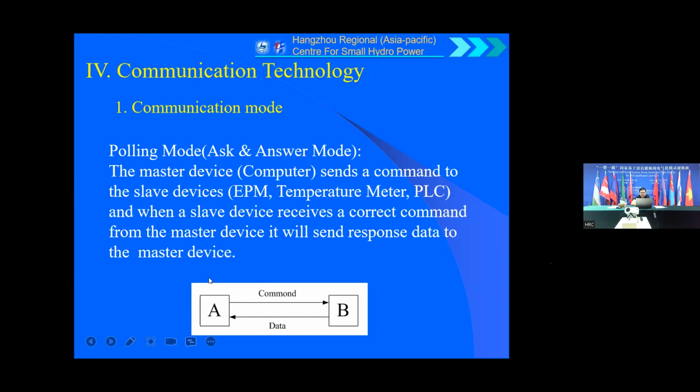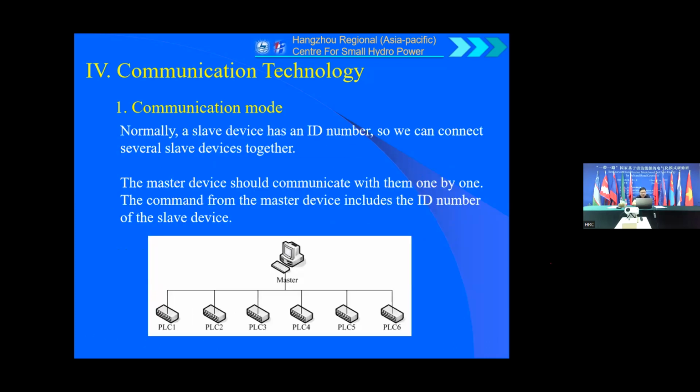So the devices that you can see here, device A and device B. If device A wants the information from device B, device A will send a command to device B. Then device B will receive the command and check the command. If the command is correct, it will respond to this command and send that back to device A. Okay, that is the polling model.